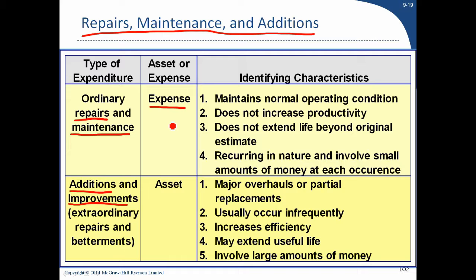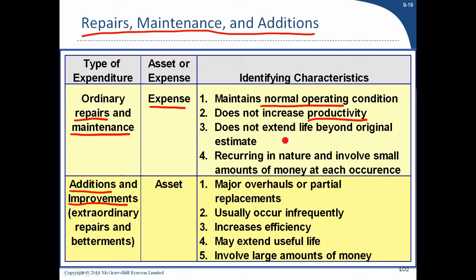So there are some substantive tests or identifying characteristics. Ordinary repairs and maintenance only maintain a normal operating condition. So your car doesn't fall apart, you need to get the oil changed, you might need that timing belt changed, you might need new tires. It does not increase productivity. Productivity may be measured by how long the asset will be able to generate revenue for you, or how much revenue it will generate for you, how many units it'll produce per year, for example.